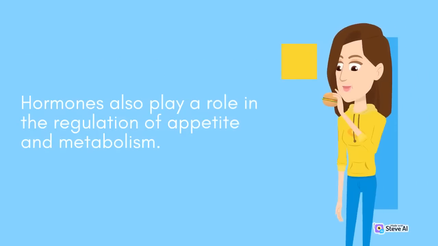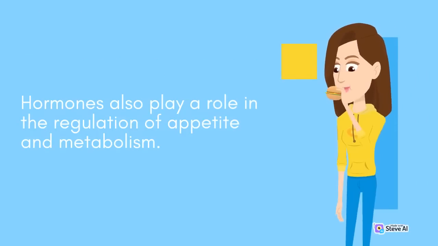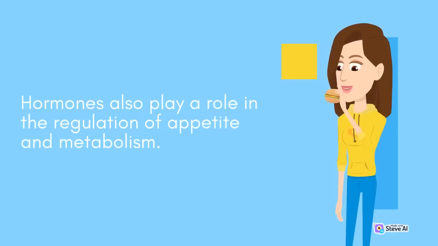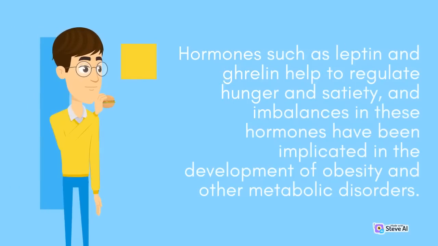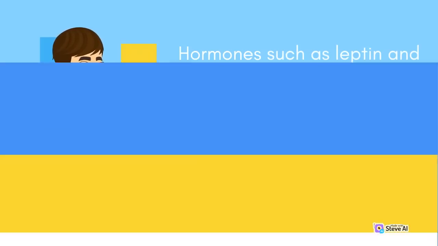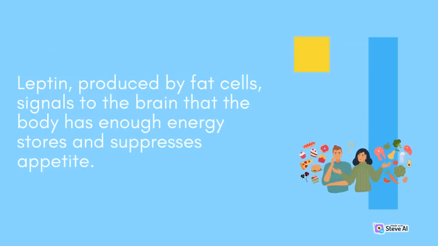Hormones also play a role in the regulation of appetite and metabolism. Hormones such as leptin and ghrelin help to regulate hunger and satiety, and imbalances in these hormones have been implicated in the development of obesity and other metabolic disorders. Leptin, produced by fat cells, signals to the brain that the body has enough energy stores and suppresses appetite.